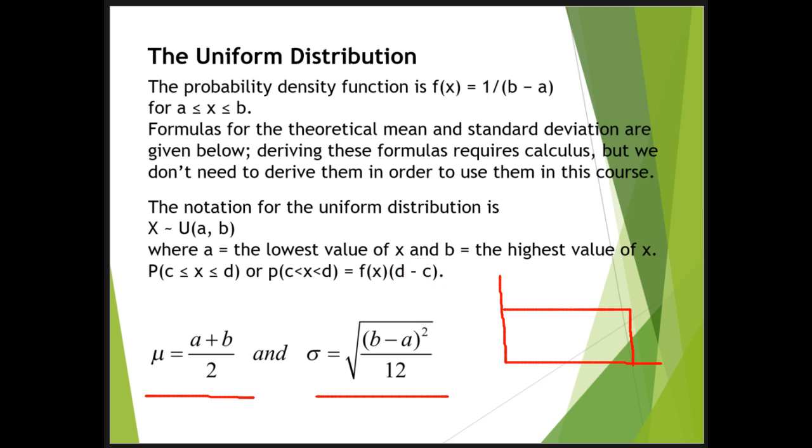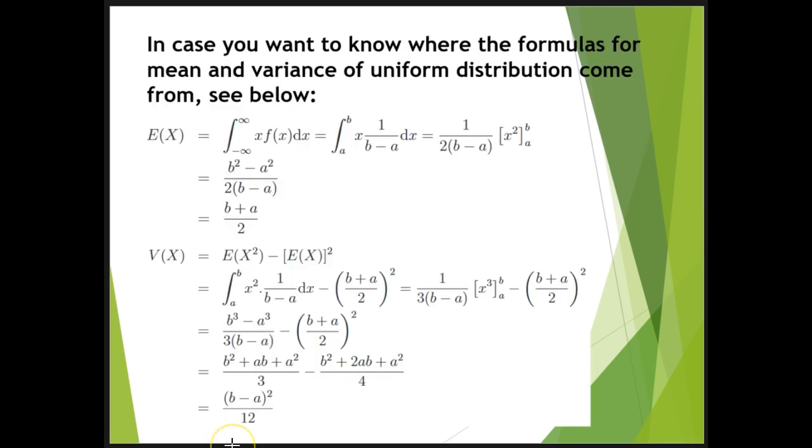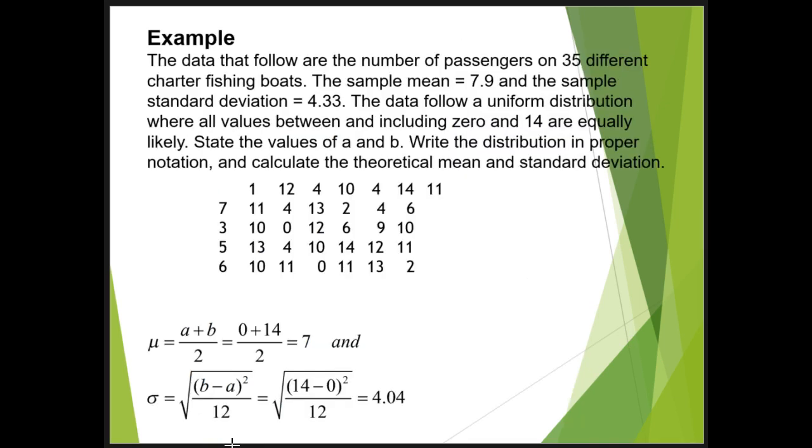So let's go ahead and look at an example. Okay, that's all the math written out. Here's an example. The data that follow are the number of passengers on 35 different charter fishing boats. The sample mean is 7.9 and the sample standard deviation is 4.33. The data follow a uniform distribution, where all values between and including 0 and 14 are equally likely. State the values of A and B, write the distribution in proper notation, and calculate the theoretical mean and standard deviation.